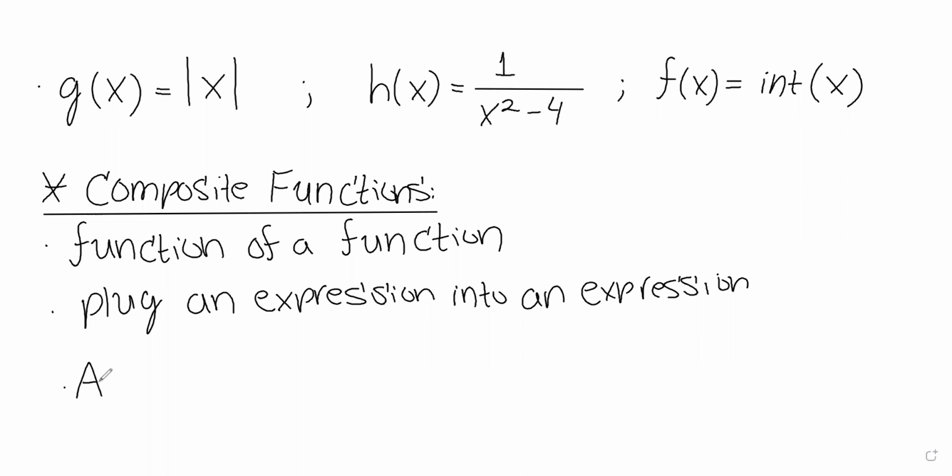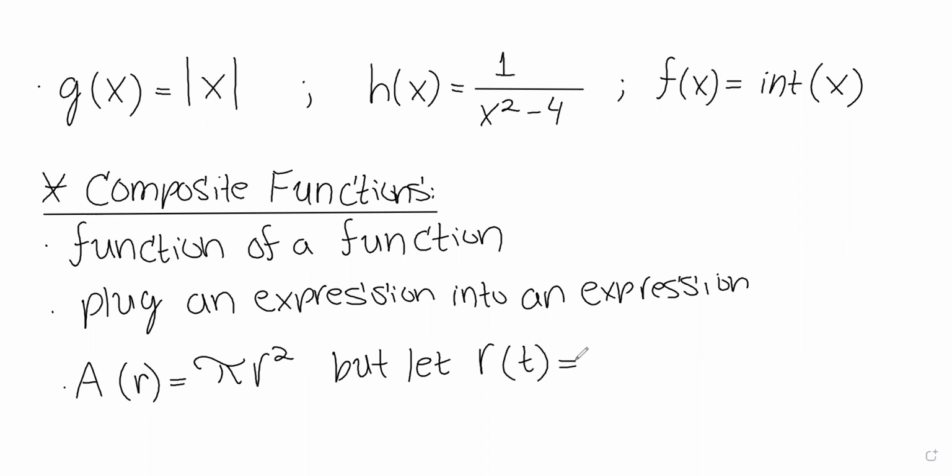suppose you have the area of a circle. So area as a function of r, the radius, would be pi times the radius squared. But suppose, or let, r be a function of time. Suppose it's t plus 2, for example.